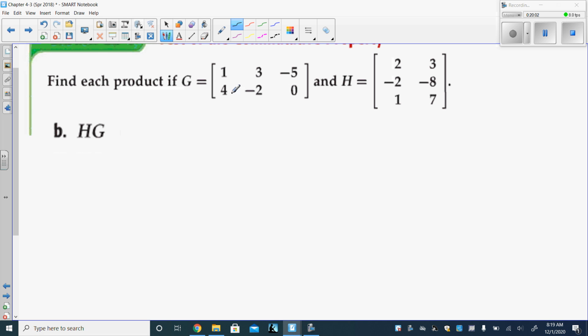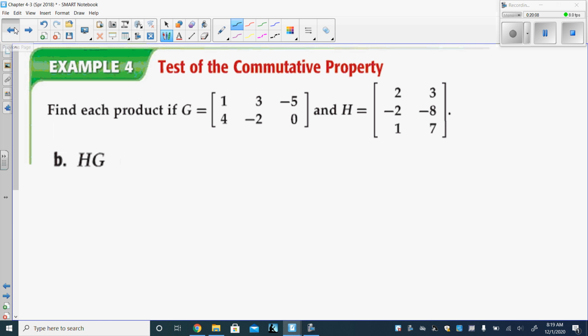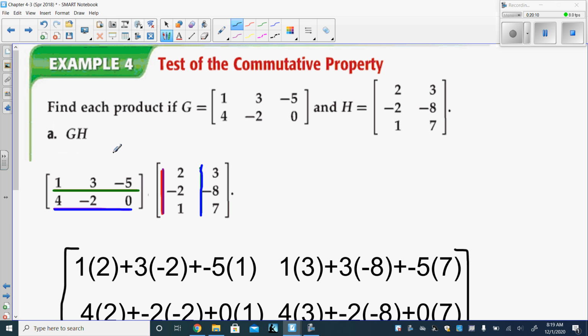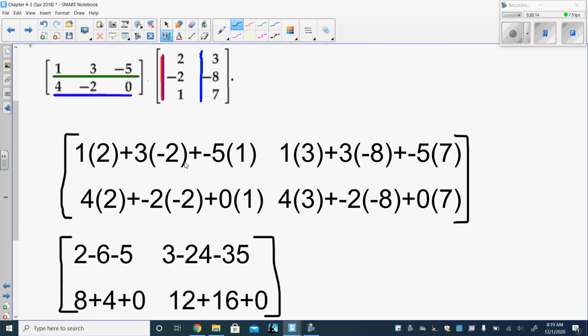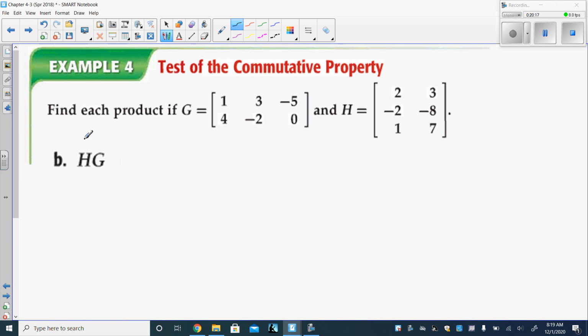So when we look at this here, h times g. We want to look at the product of h times g. Well, we just did the product of g times h, and when I did g times h, we got this here. So now we're going to flip it and do h times g.